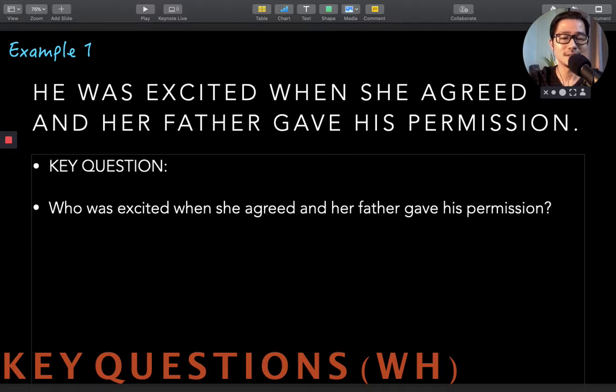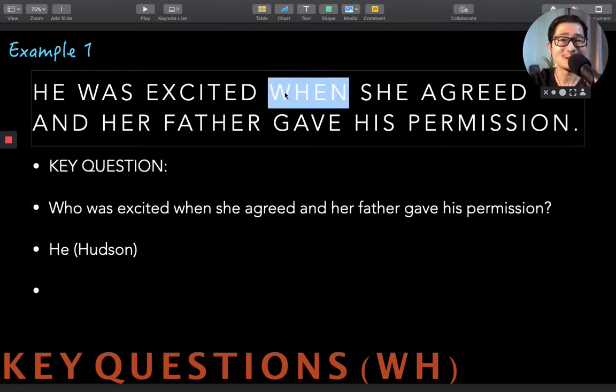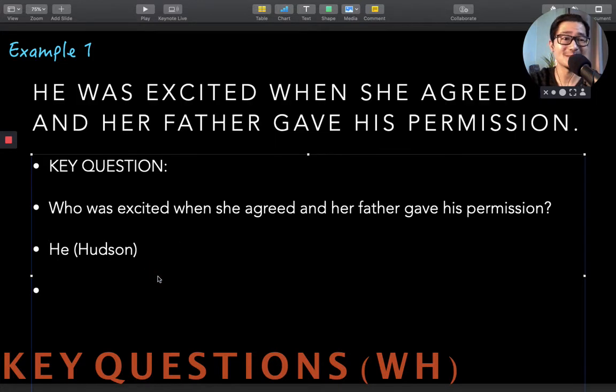And the answer is... I'll just put the answer. He, or we can say Hudson. So you don't need to spell out or to complete the sentence, especially if it's for speaking. Now, what other question can we ask here? There is a when. So there is your clue. If you see a when, what question should you ask?